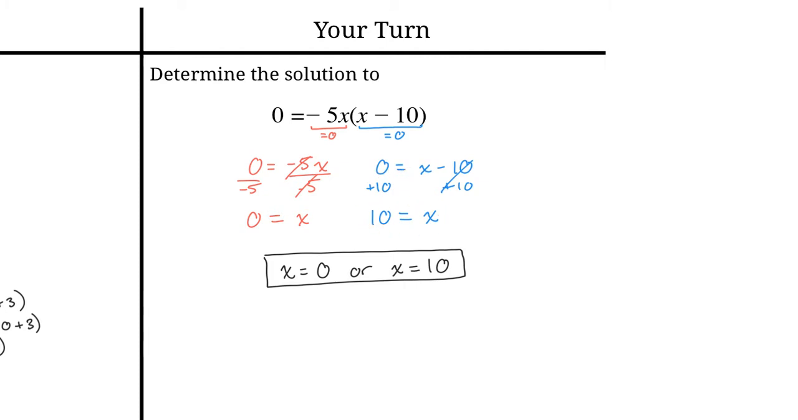So our solution, our two possible values for x, is when x is equal to 0 or when x is equal to 10. That will make this quadratic equation equal to 0.